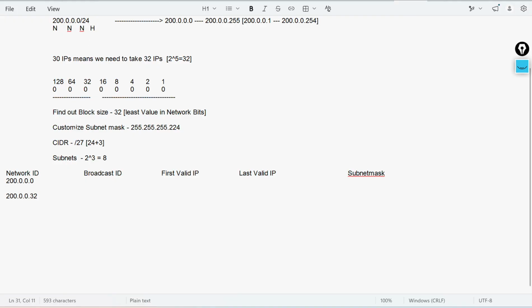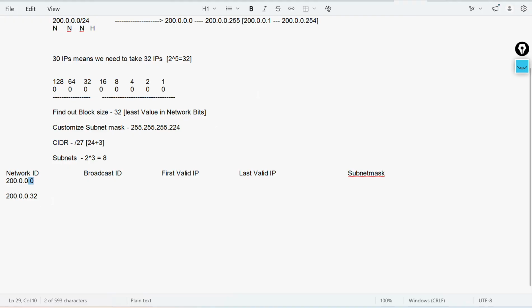Here we increment 32, 32, 32, 32, 32, because the block size is 32. That is the purpose of the block size. This is the incremental value. The block size is nothing but the incremental value. The first network is always 0, right? From 0, we need to increment 32, 32, 32, 32, 32.